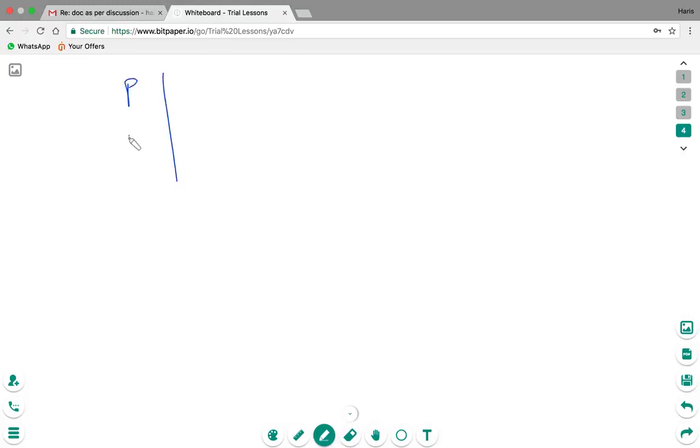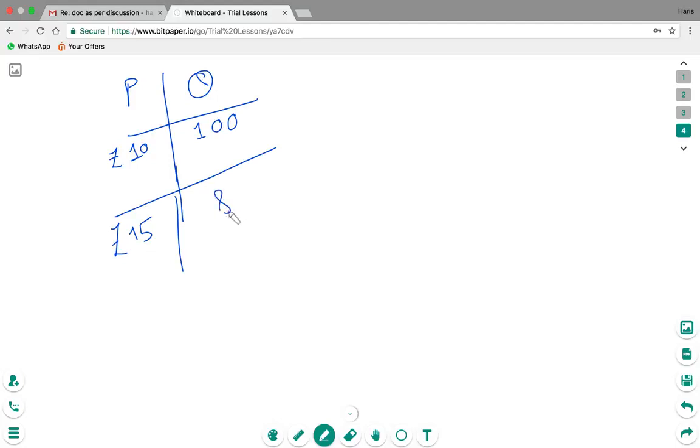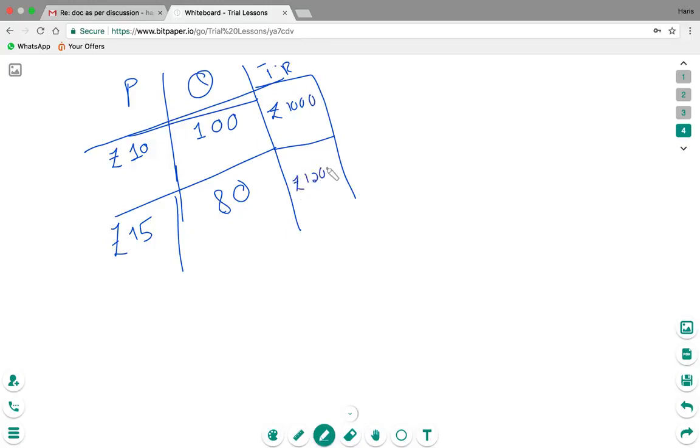Let's use a product which has a unit price of £10, and consumers demand 100 units of it. However, when the price rises to £15, consumers demand only 80 units of it. So in this case, the total revenue for the seller of this product would be 100 multiplied by 10, which is £1,000, and 80 times 15 is £1,200. So you can see here that with the rise in price, the total revenue increased. And that tells us something about the elasticity of demand.